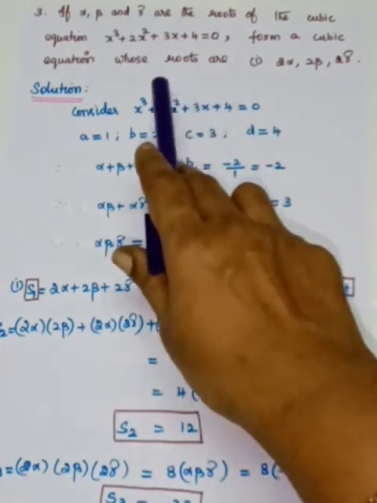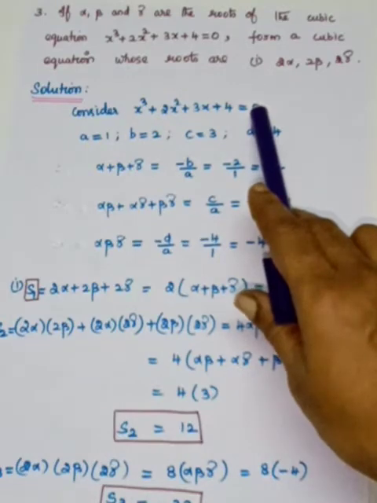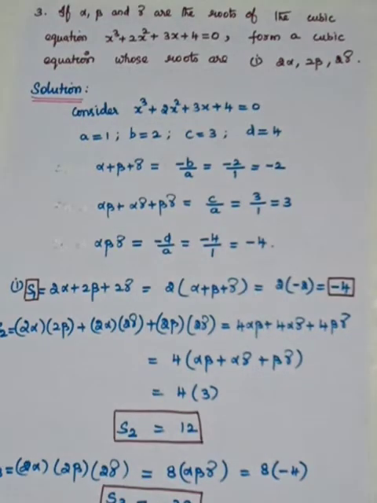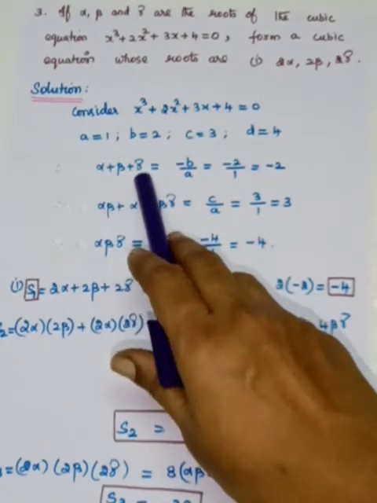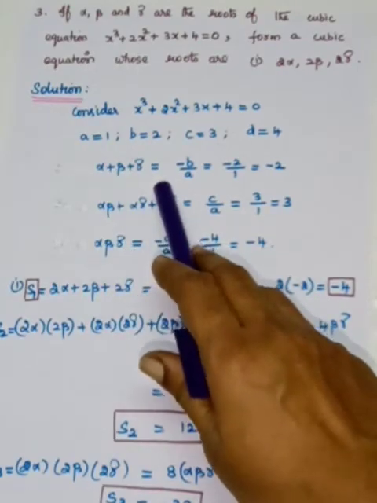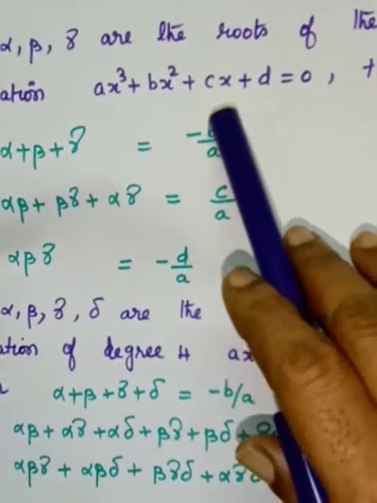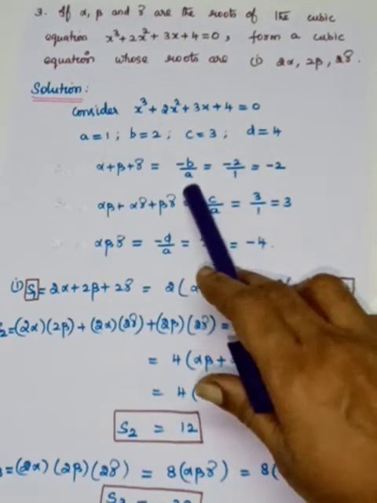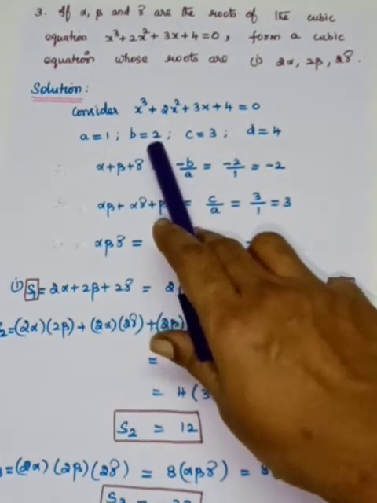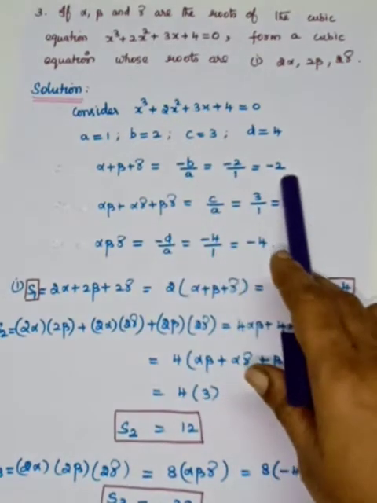This cubic polynomial equation has the roots alpha, beta, gamma. So if you take alpha plus beta plus gamma, what is the formula? If the equation is given, the sum of the roots formula is minus b by a. Here your b is 2, so minus 2 divided by 1, that is minus 2.